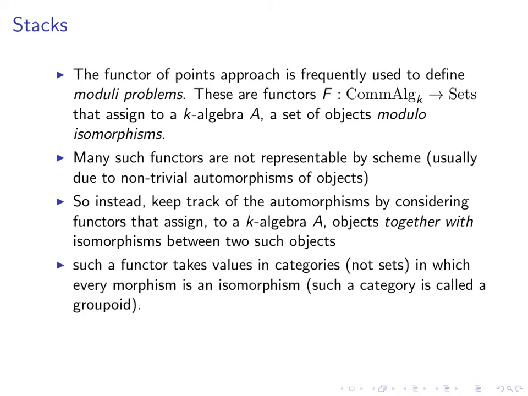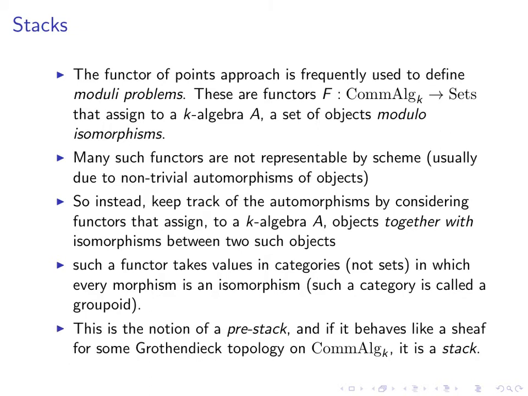And such a functor takes values in categories, namely the objects of the category are the objects we want to study, and the morphisms are the isomorphisms between objects. A category in which every morphism is an isomorphism is also known as a groupoid. And this gives rise to the notion of a pre-stack, and if it behaves like a sheaf for some Grothendieck topology on the category of K-algebras, it's called a stack.